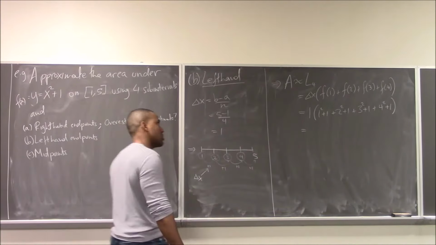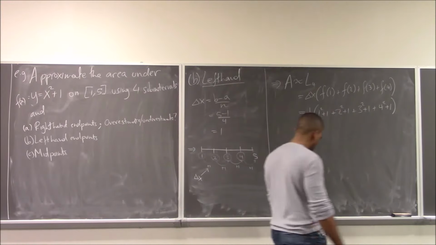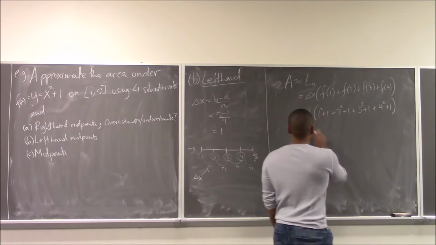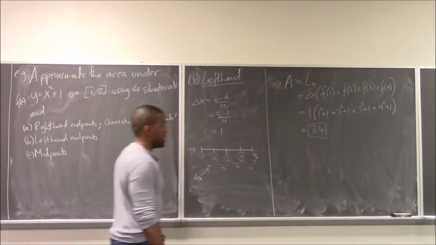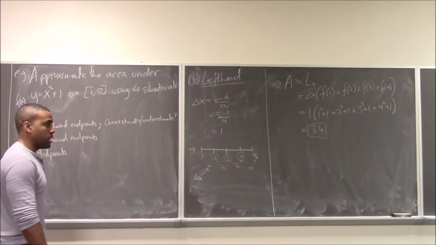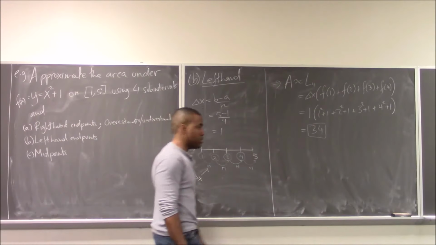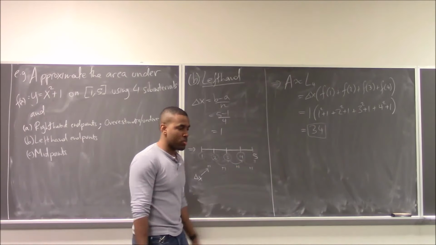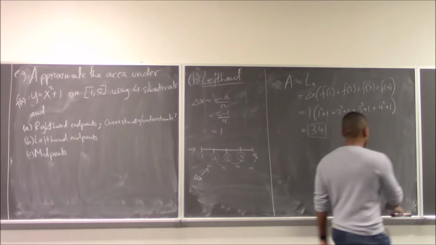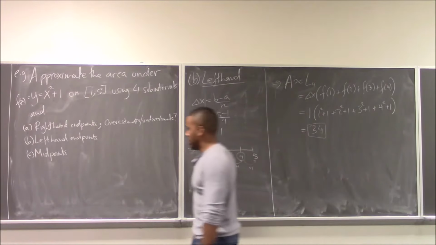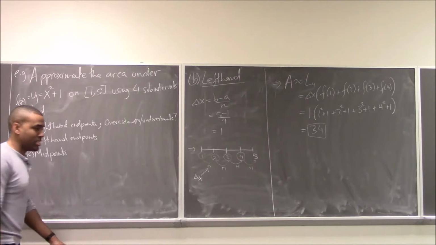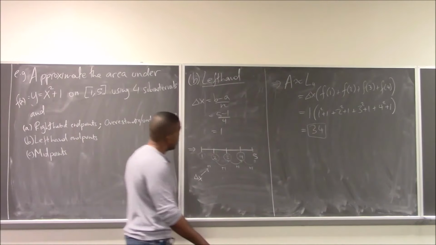Okay, what's that one? 34. 34? Typically a smaller size than we got last time, but it's an approximation. We don't care about it being exact. I mean, you're not going to get it exact with 4 rectangles, to be honest. The only way something like 4 rectangles would give you the answer is like you have a horizontal function.